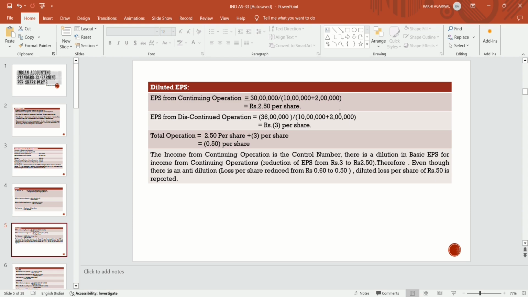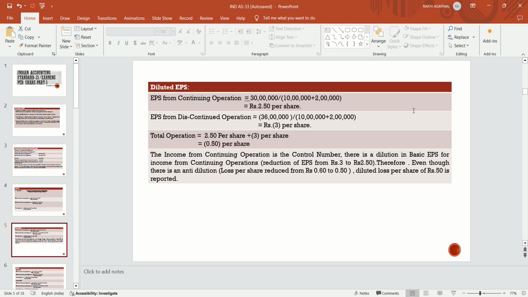So diluted EPS from continuing operation in part A is 30 lakhs divided by 10 lakhs plus 2 lakhs, it becomes 2.50 per share. And EPS for discontinuing operation for diluted EPS is a loss of 36 lakhs divided by 10 lakhs plus 2 lakhs, it becomes a loss of rupees 3 per share. So total diluted EPS, that is continuing and discontinuing operation, becomes 2.50 per share plus a loss of 3 per share, so it becomes 0.50 loss per share.